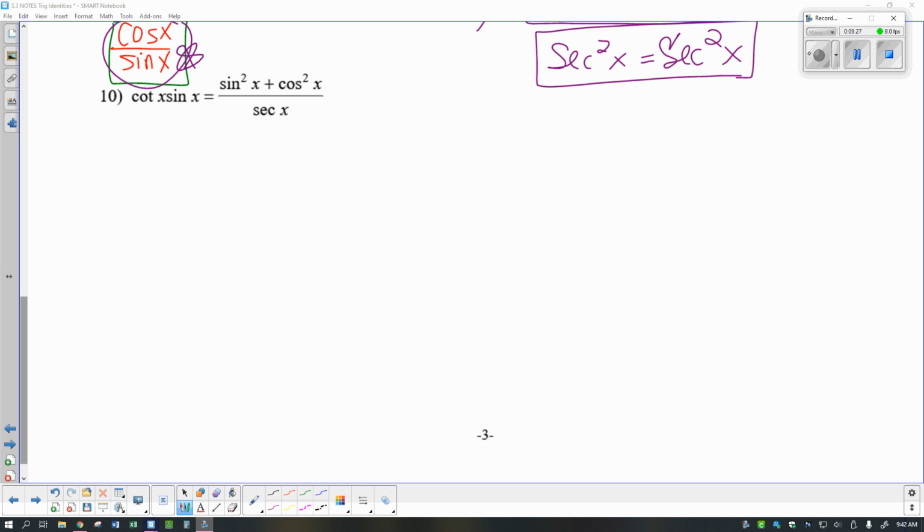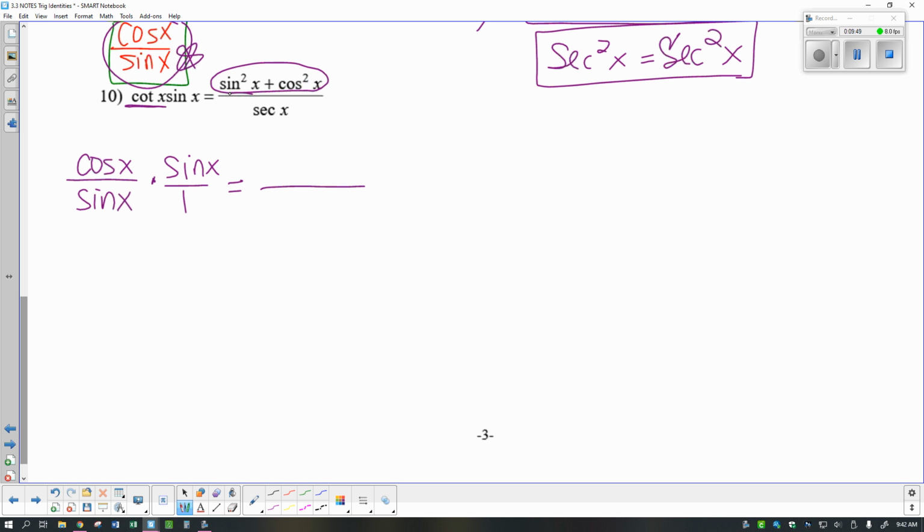All right, last one here is number 10. Take a look. Starting on the left-hand side, we've got this cotangent. I'm going to rewrite that as cosine of x over sine of x. This one actually goes really quick. And I have the sine of x. I'm going to put that over 1.